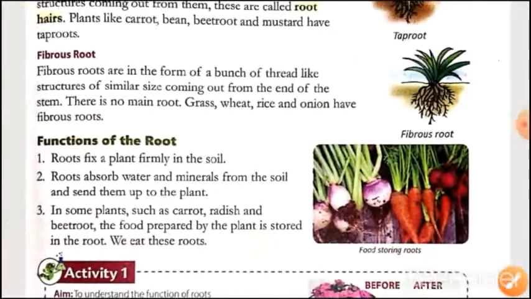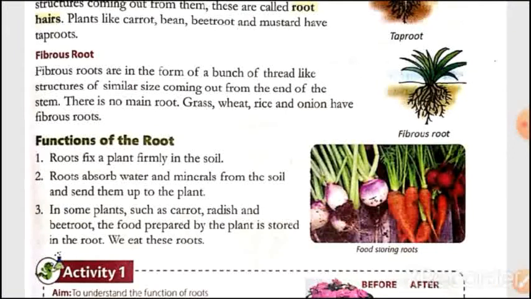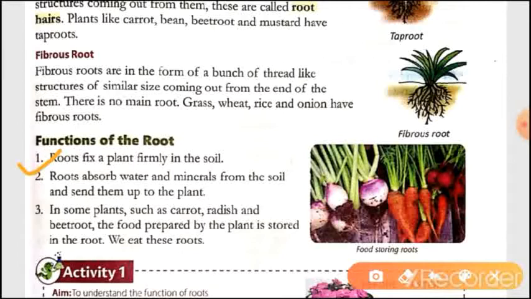Let's see the functions of root. Roots fix a plant firmly in the soil. Roots absorb water and minerals from the soil and send them up to the plants. So what is the first function? I have already told you, the roots help the plant to fix firmly in the soil. The second is, roots absorb water and minerals from the soil and send them up to the plants. Roots help to absorb water and minerals from the soil, and then these roots send the water and minerals to the stem, and from stem it is transported to every part of the plant.